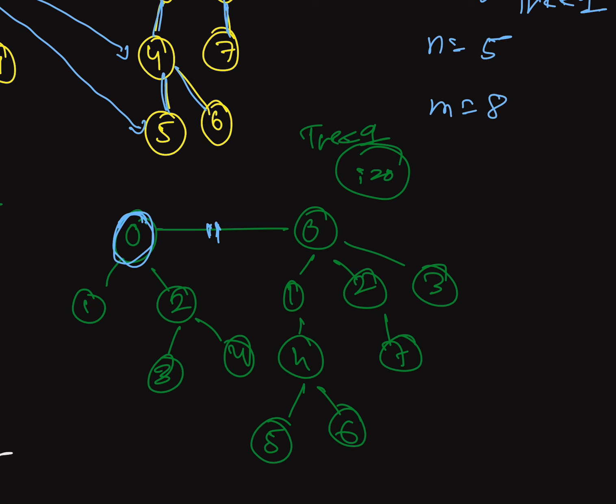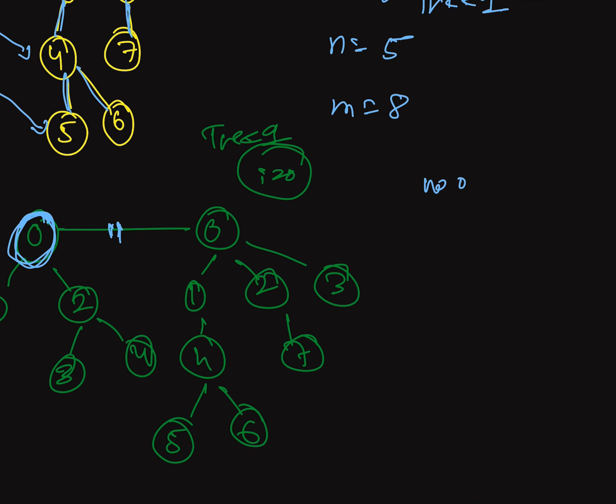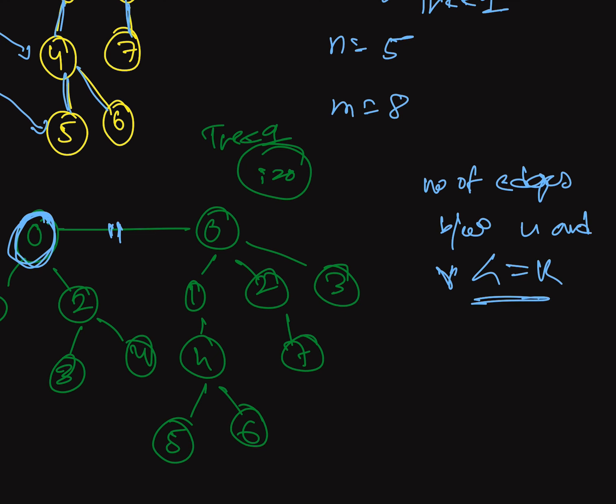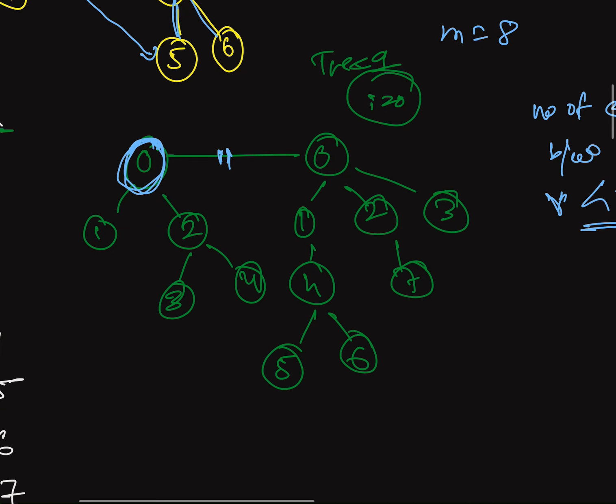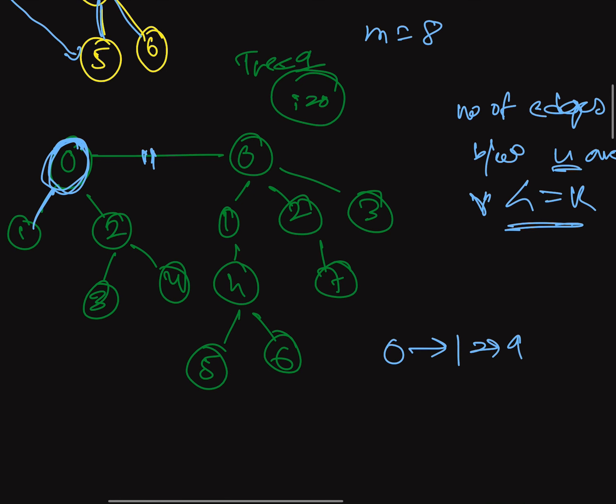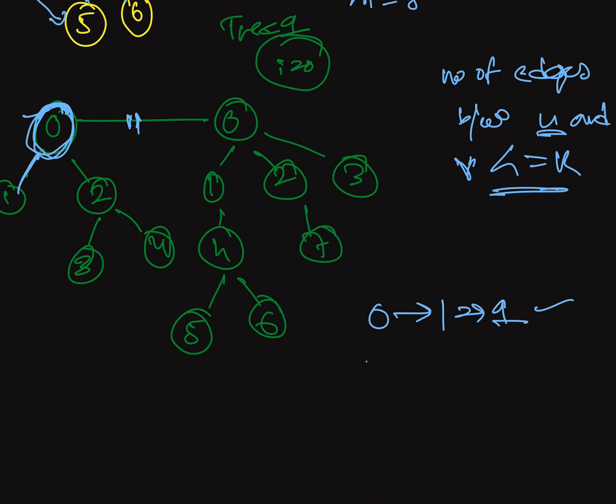After this connection, how many nodes can be targets for node 0? A target is when the number of edges between u and v is less than or equal to k, so then u is a target. For 0 to 1, how many edges are there? Only one edge, so this is one possible target. Next is 0 to 2. Yes, there is also only one edge.